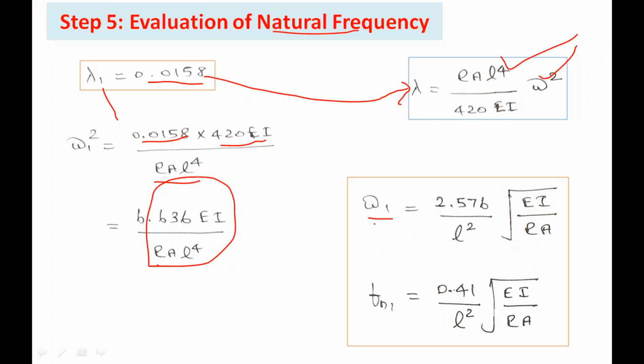And what is the relationship between angular frequency and natural frequency? Fn is equal to omega by 2 pi. So dividing this omega 1 by 2 pi will give you this Fn value, right? So Fn is equal to 0.41 divided by L square root of EI by rho A, like that we are getting. Similarly, we can use this lambda 2 value to find Fn2.